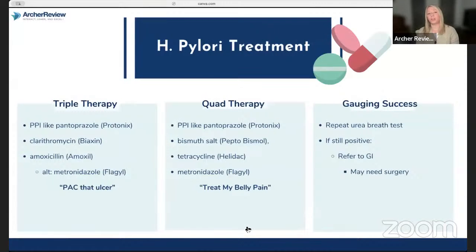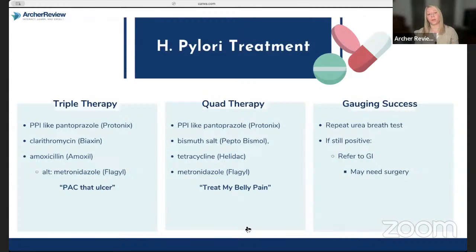So we have two different options. We have triple therapy and quad therapy. It's important to note that both of these are actually first-line treatment. There's no incorrect option. It's really just provider preference. Triple therapy is a PPI like pantoprazole, clarithromycin, and amoxicillin. Or if a patient's allergic to amoxicillin, they can use Flagyl.